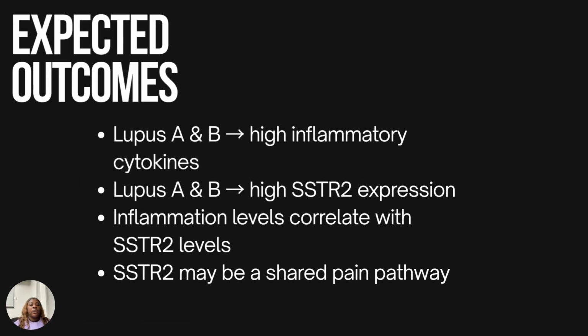So our expected outcome: we expect that lupus subtypes will show similar increases in inflammatory cytokines in the kidney. We also predict that SSTR2 expression will rise in both groups, which could explain why both subtypes produce the same kind of organ pain. And if cytokine levels and SSTR2 levels rise together, that suggests SSTR2 may serve as a shared pathway behind lupus-related chronic pain.